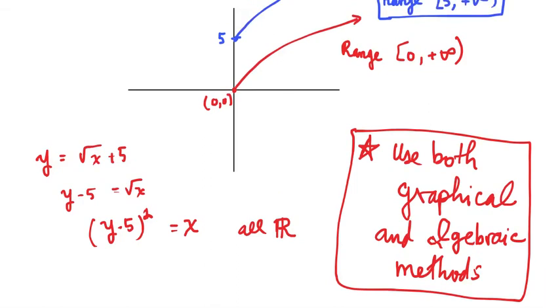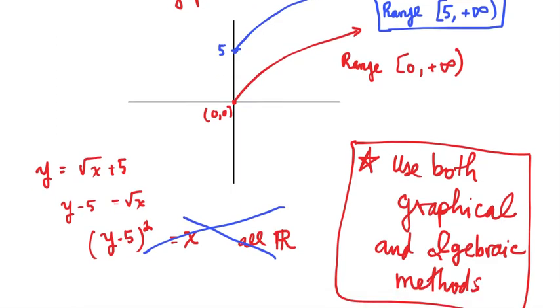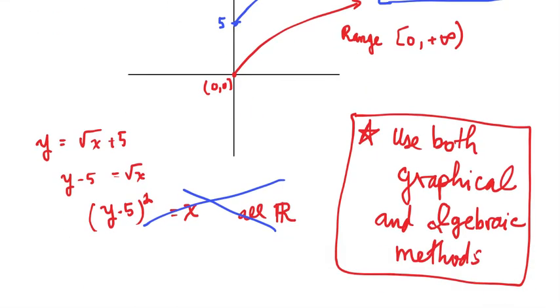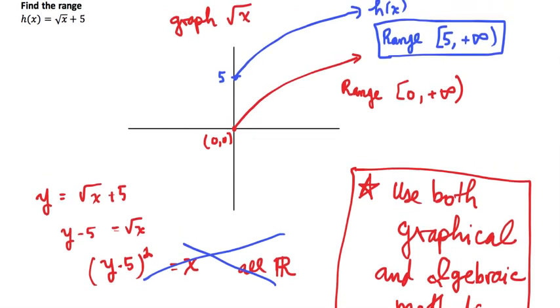Let me just clarify one more time that this is the incorrect solution, even though algebraically it works out, but you really need to confirm both ways. As we progress along in this class and you study a little bit more higher level mathematics, we'll resolve these issues and see why it is that algebraic and graphical methods don't always agree. So the correct answer is 5 to positive infinity. Main idea: you want to use both graphical and algebraic methods, and one of them should confirm the other, otherwise one of them is incorrect.